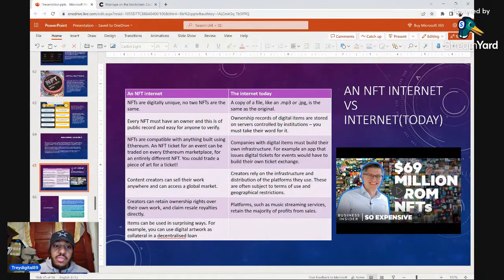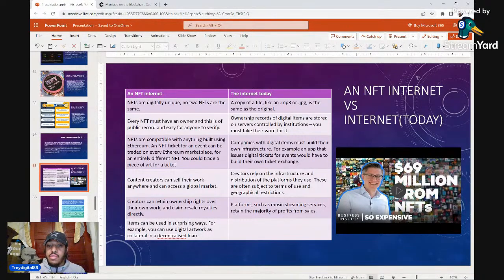NFTs are digitally unique. No two NFTs are the same. On the internet, a copy of a file like an MP3 or a JPEG is the same as the original. Every NFT must have an owner. This is a public record and it's easy for anyone to verify. It's very transparent. That's what makes the technology so great.